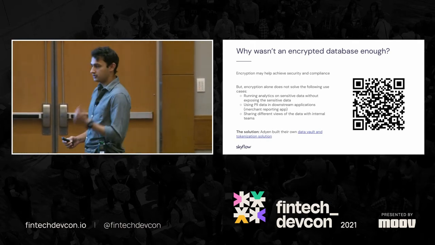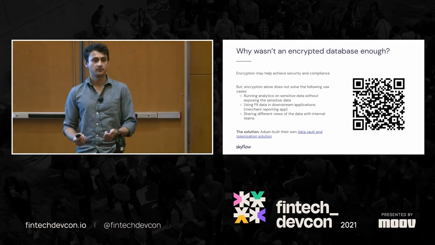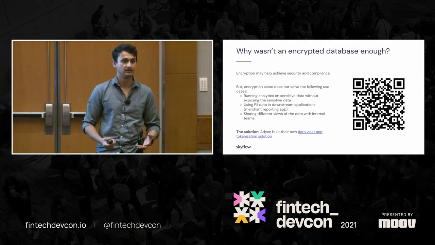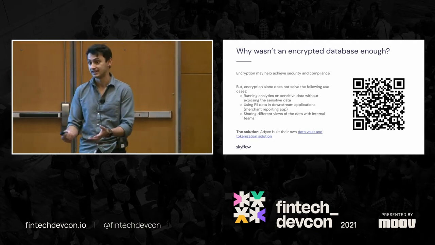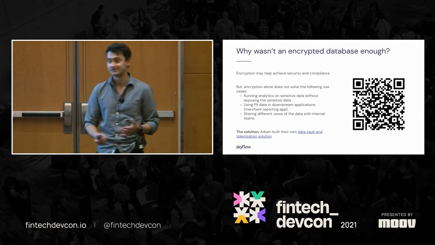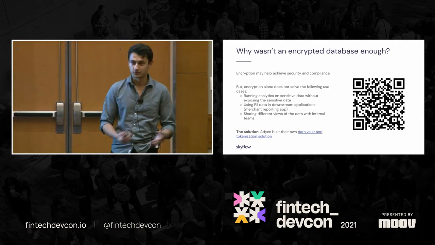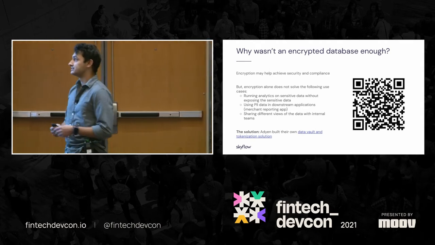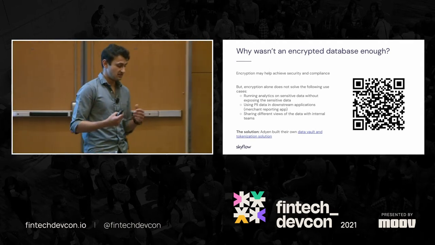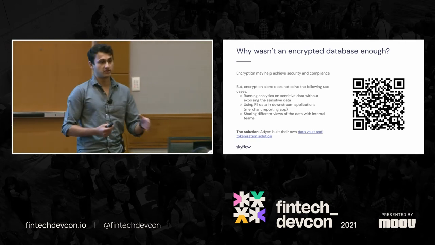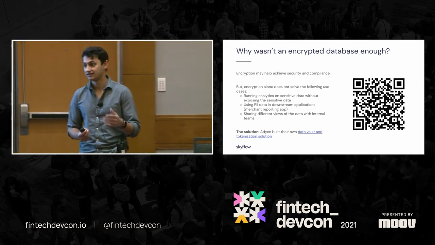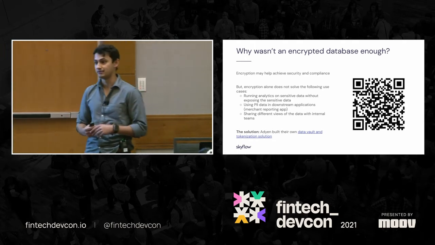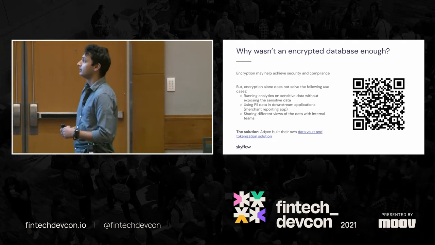Namely, how do you run analytics on encrypted data? If you want to run analytics on it, you're going to have to decrypt it. And by decrypting it, suddenly your backend is now exposed to that data. A lot of the privacy and security concerns that you were trying to get around, you're back at square one, right? Using the data in downstream applications: if you want to send this to a merchant reporting app, then suddenly the backend for that application needs to be able to decrypt all that data and send it along, putting it back in compliance scope.